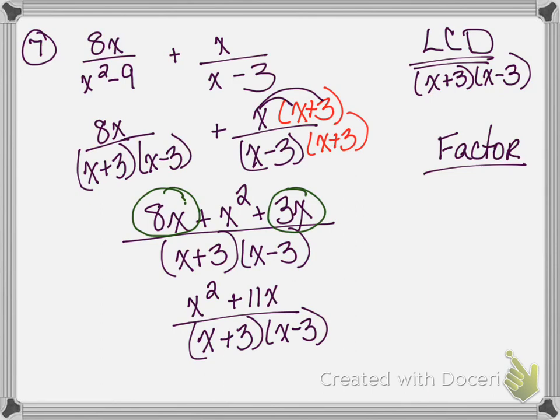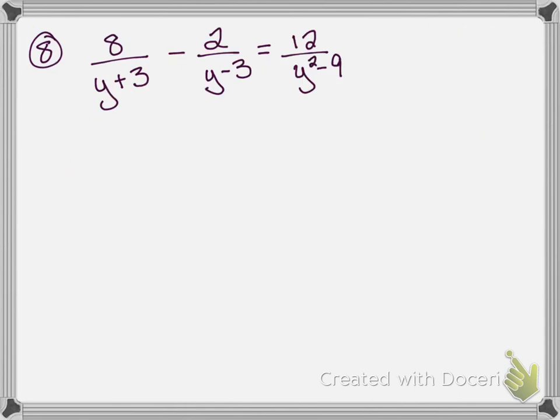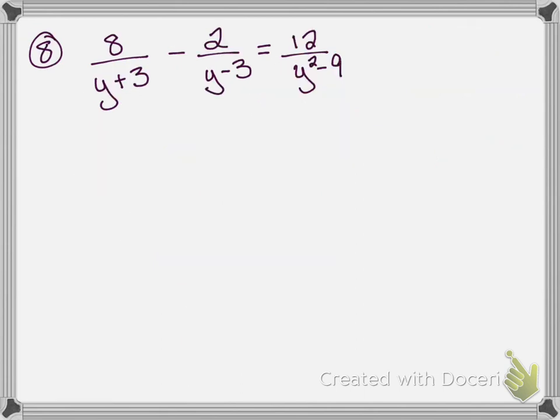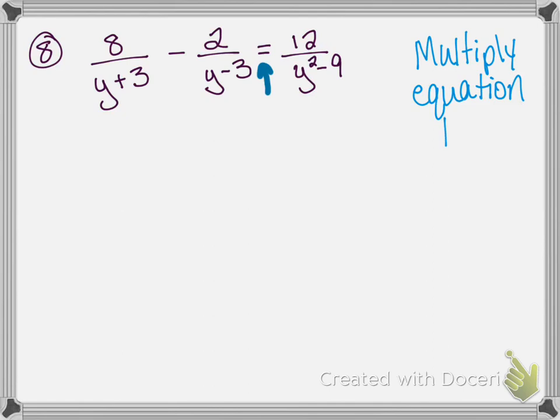Okay, now it looks like we are doing equations. Now the difference between what we had on number 7 and what we have on number 8 is the equal sign. Here we are adding two rationals together. There is no equals. We can't multiply everything by the LCD. Here we do have an equal sign. If you see that equal sign right there, that makes all the difference. So when we have that equal sign, we multiply the entire equation by the LCD. Okay, so we multiply everything by the LCD.